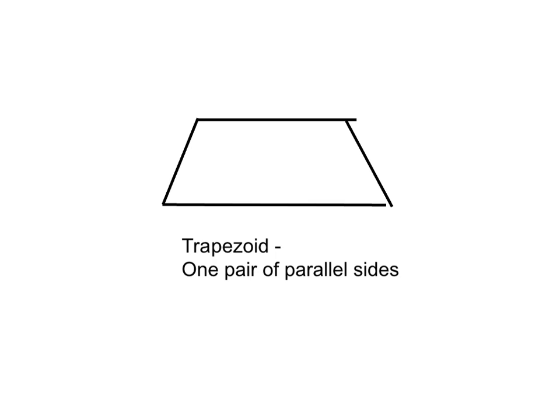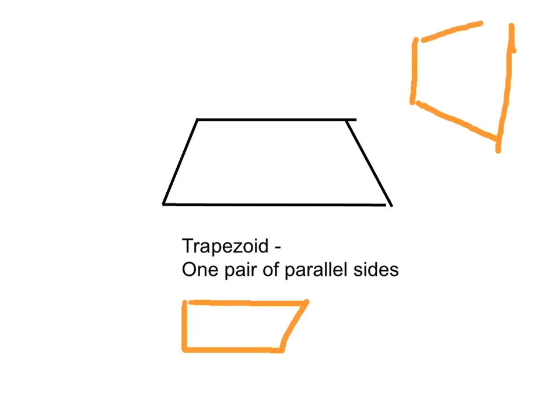Here's another example of a trapezoid. One pair of parallel sides. The pair can also go in another direction, just as long as it's a pair still. That there is 1 set of parallel sides, so it's a trapezoid as well. It's a trapezoid. 1 pair of parallel sides.